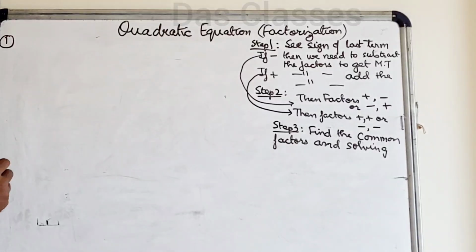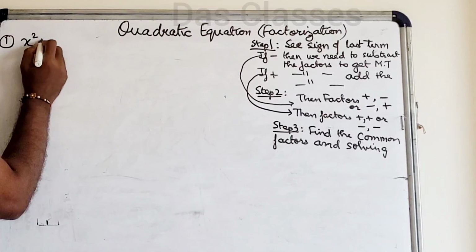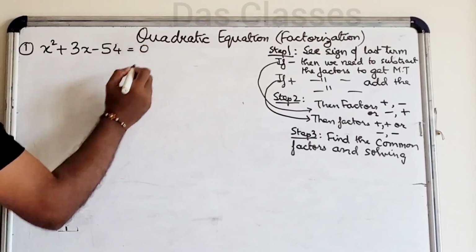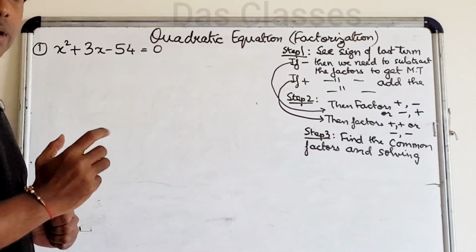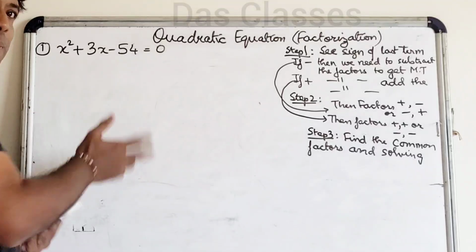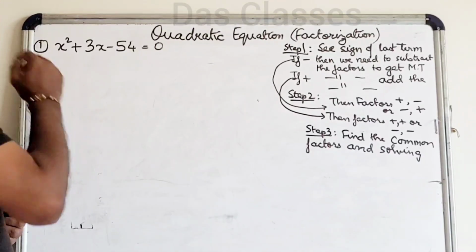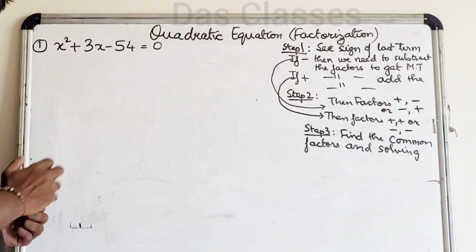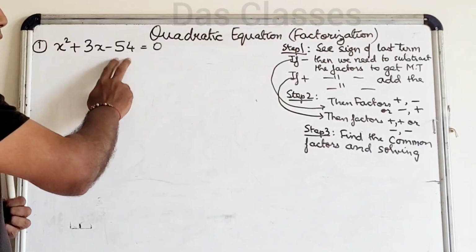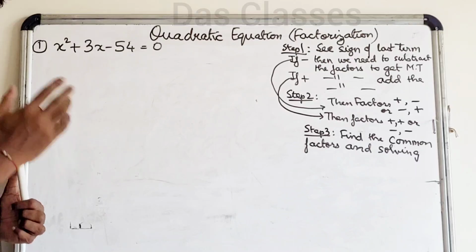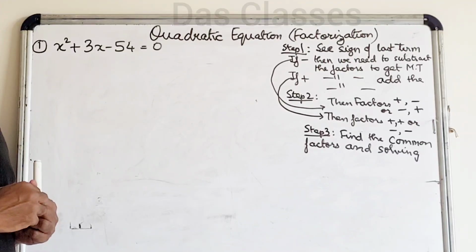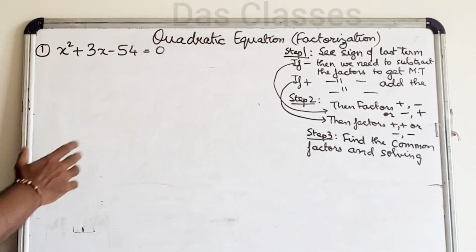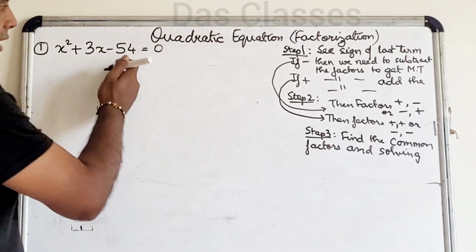The first example is x square plus 3x minus 54 is equal to 0. Now, many times when teachers explain, the teacher tells you to take the tables. There's nothing wrong in taking the tables, but when a big number is given and you're not so fluent with your tables, you'll find it difficult to find the factors. So that is not quite a good way to solve it. What is better is you just factorize the last term.